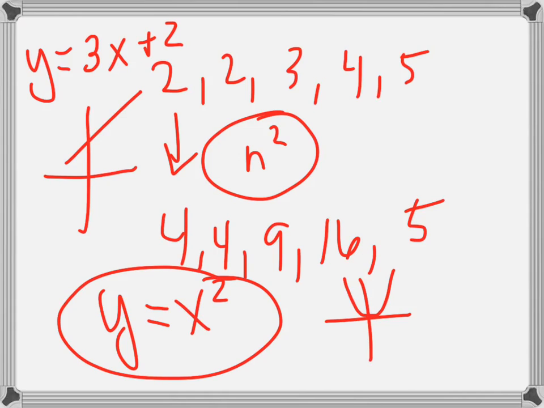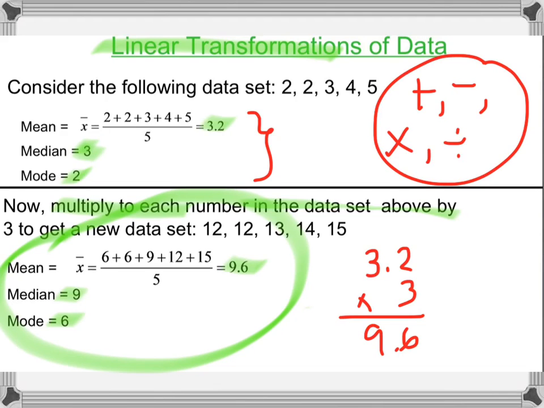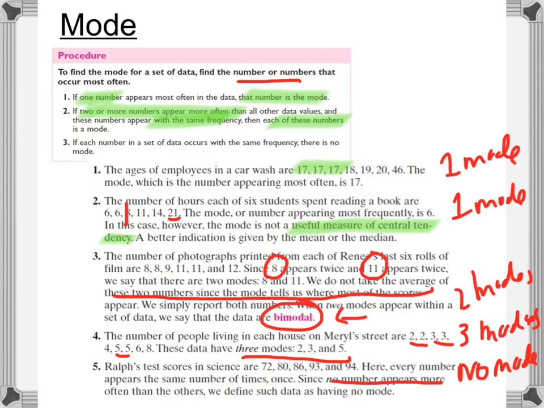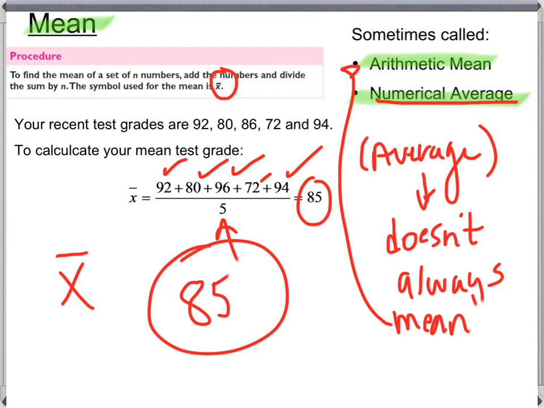Okay, so that's all the lesson for today. So let's review what you learned real quick. You learned that if you multiply or add something to each number in the data set, you can do the same thing for the measure of central tendency. You learned the best measure of central tendency to use given your data. And you did a quick review on the 3 measures of central tendency.